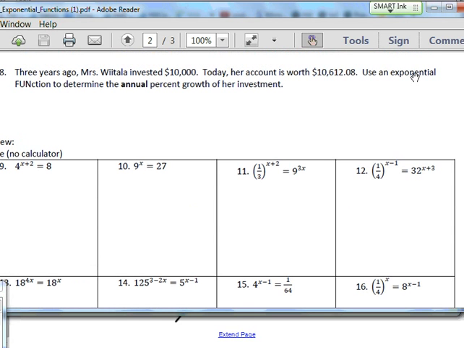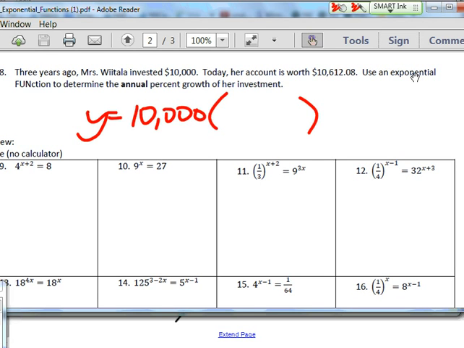Okay. On number 8, it says 3 years ago, Ms. Wiedela invested $10,000. Okay, so the starting amount was $10,000. Ha! I know this. Exponential y equals 10,000 times something. That's going to be easy. Her account is worth, wait a minute, her account's worth 10,000. Where the heck am I going to put 10,612? Use an exponential function to determine the annual percent growth. It's not even telling me what it grows by. What do I put in the parentheses there?